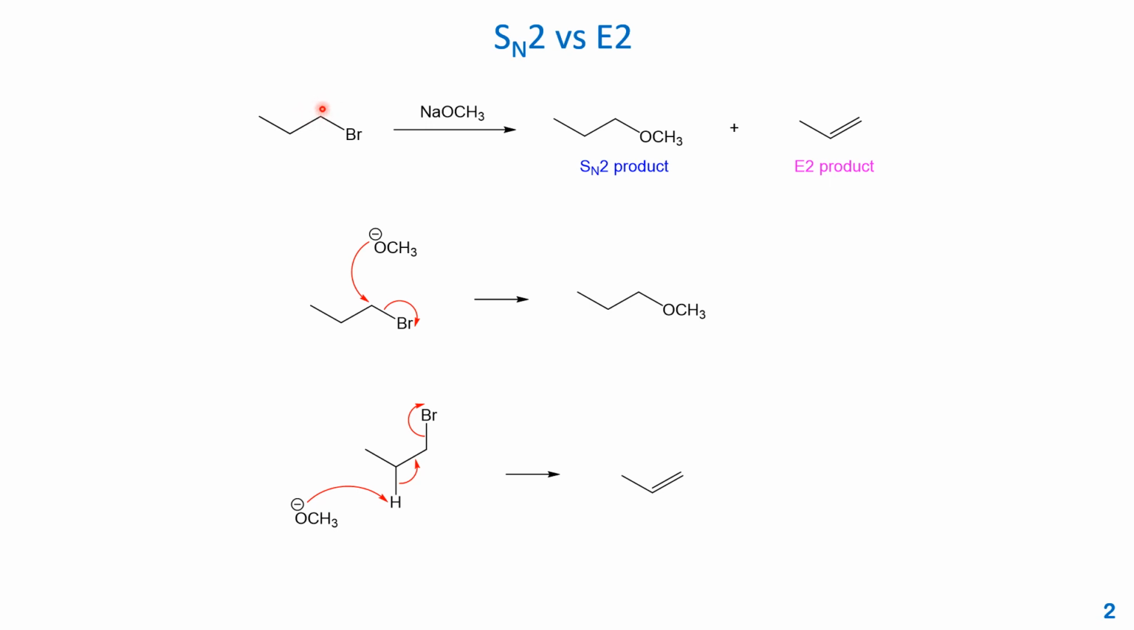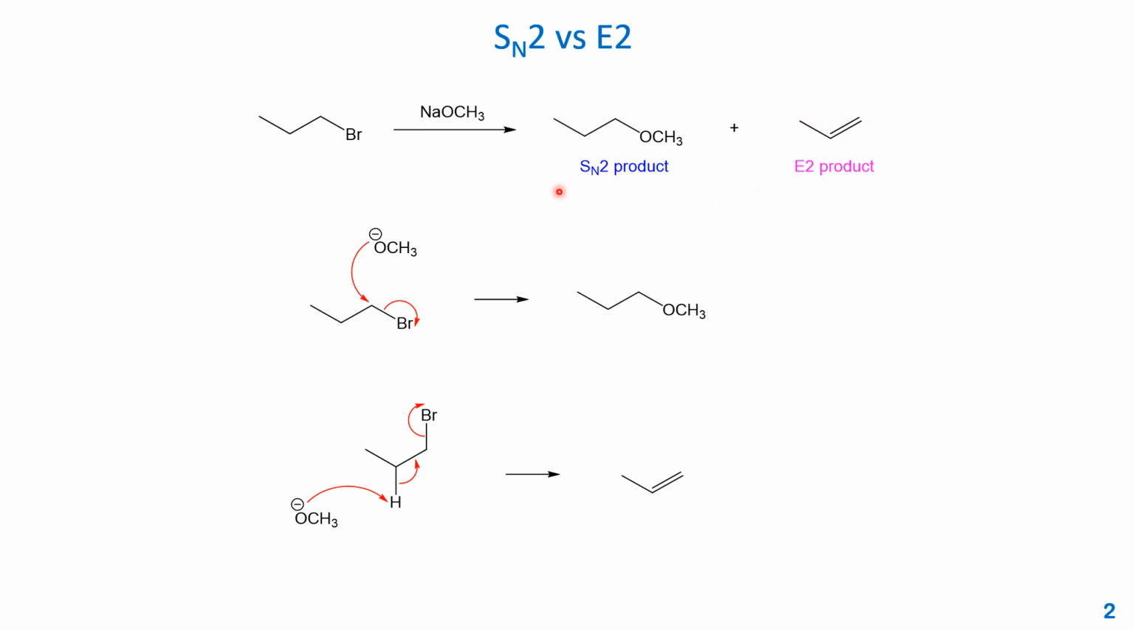steric hindrance of this carbon, for example a tertiary alkyl halide, it will stop the SN2 reaction, because if you have more steric hindrance here, then that will block the nucleophile. But for E2, it doesn't matter. So when this carbon is tertiary, actually the only product will be E2.